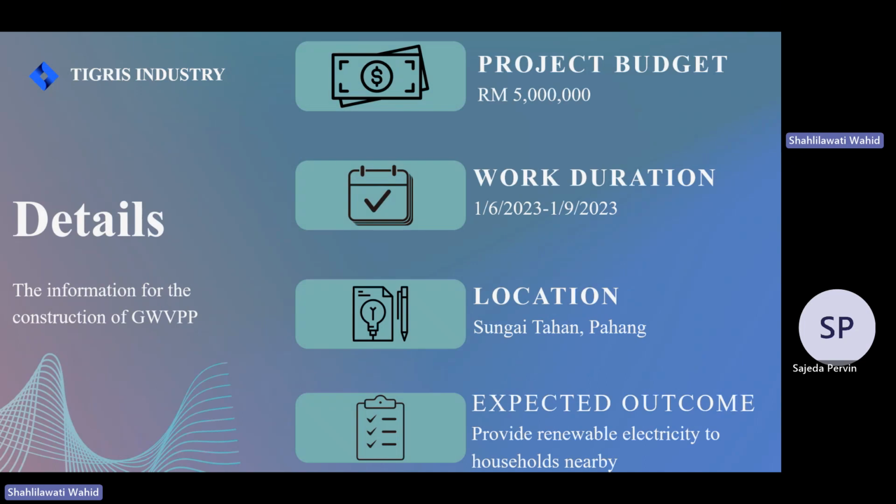So our project budget will be 5 million, and the work duration will be from June to September, which is approximately 4 months. And the location will be in Sungai Tahan in Pahang, which is located in Taman Negara and a secondary tributary of Sungai Pahang. And the expected outcome will be to provide renewable electricity to 250 households, 1 clinic, and 1 community center near Sungai Tahan.